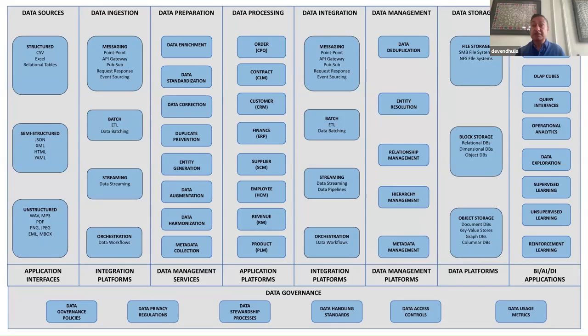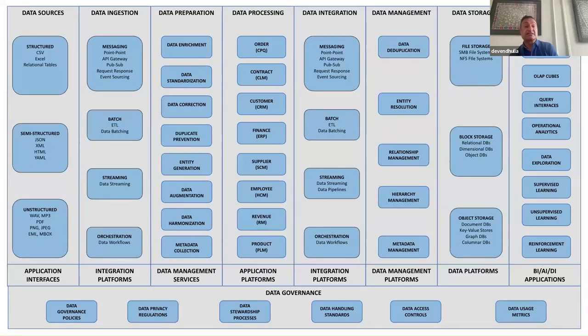Data augmentation, this is like AI-enabled services to augment the data and harmonization of data across multiple sources and consolidation. All of these data preparation activities happen. Then finally, you load this data into your application systems. And most often, this is the first layer, which is your data processing, operational processing. This could be your CPQ, CLM, CRM, ERP applications, supply chain management, HCM, human capital management, revenue management, product management. These are where the heavy duty day-to-day business operations happen.